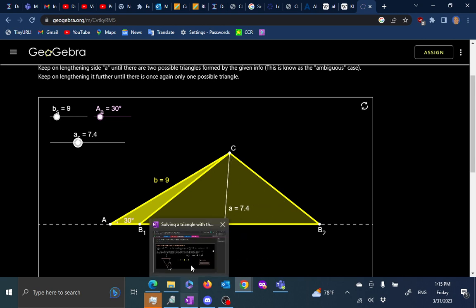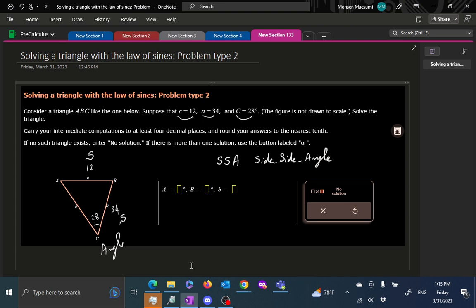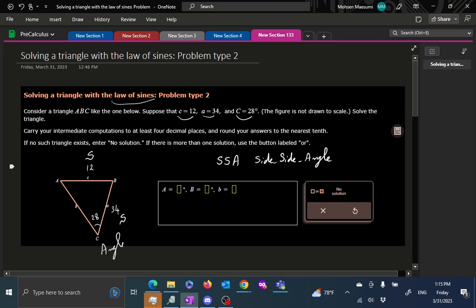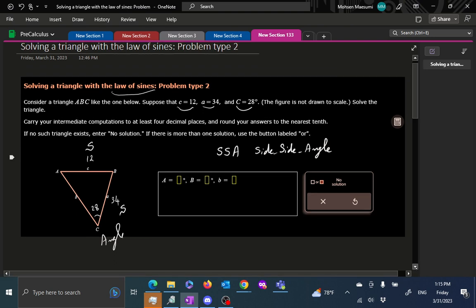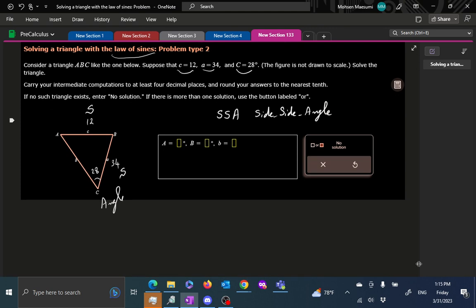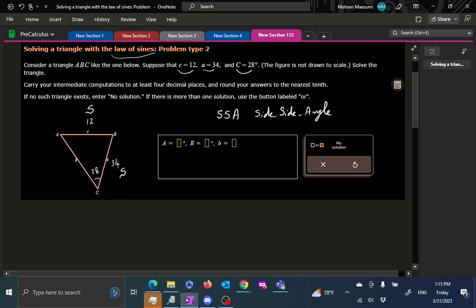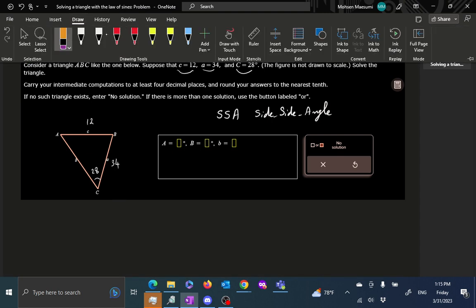So let's go to our problem and see what happens here. We are doing this based on the law of sines, so that is exactly the same as before. Let me erase these. Let me remind you of the law of sines.